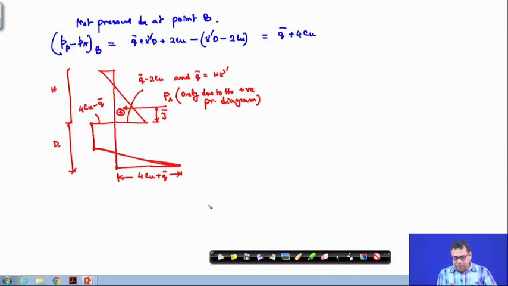So, this is the total pressure diagram, and in the next class I will solve from this diagram how I can get this D value. That I will show in the next class. Thank you.